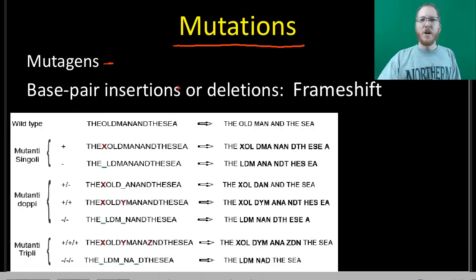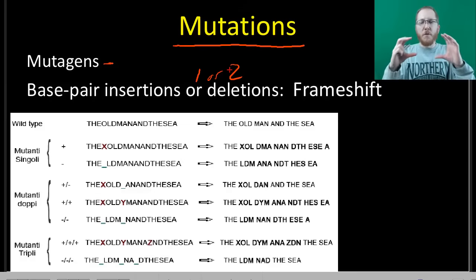However, if I were to add 1 or 2 nucleotides, everybody after that insertion, or if I delete it, same thing, everybody after that deletion gets screwed up, because you actually change the reading frame is how they call this. So if our normal thing, if you read it in codons, is the old man and the sea. Wonderful. That's what we're going to get.